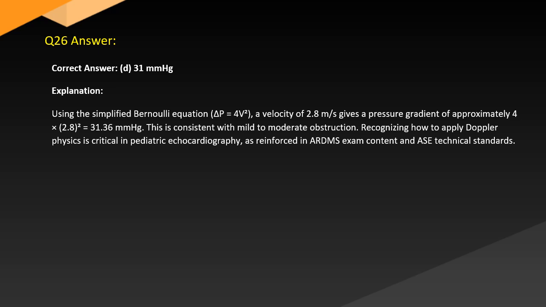Explanation. Using the simplified Bernoulli equation, delta P equals 4 times velocity squared. A velocity of 2.8 meters per second gives a pressure gradient of approximately 4 x 2.8 squared, totaling 31.3 mmHg. This is consistent with mild to moderate obstruction. Recognizing how to apply Doppler physics is critical in pediatric echocardiography, as reinforced in ARDMS exam content and technical standards.